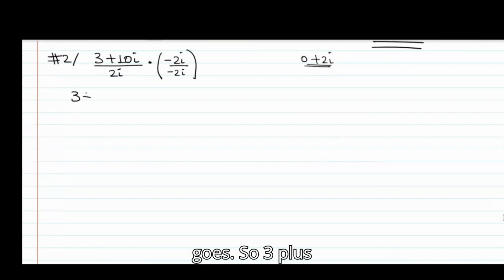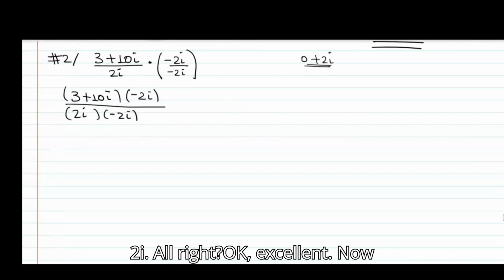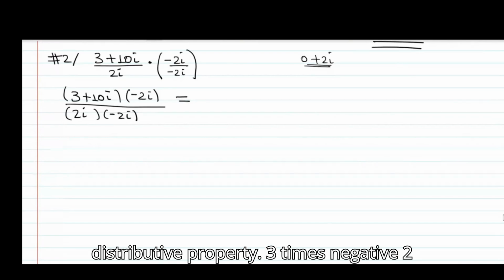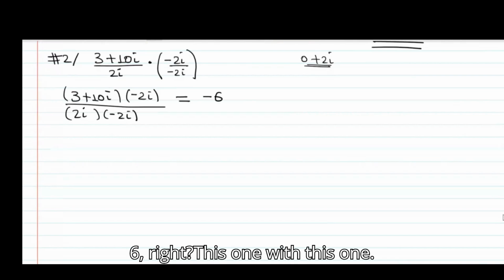So 3 plus 10i, bear with me, times negative 2i, over what? Over this one, 2i, times another negative 2i. All right, excellent. Now let's go. As always, do the distributive property. 3 times negative 2 is what? 3 times negative 2 is negative 6i.